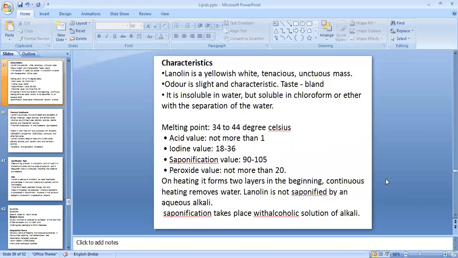The standards are a melting point of 34 to 44 degrees centigrade, with an acid value not more than 1, iodine value ranging from 18 to 36, saponification value 90 to 105, and peroxide value should not be more than 20. On heating, it forms two layers in the beginning. On continuous heating, the complete water is removed and it becomes a single fatty layer. And this lanolin is not saponified by aqueous alkali. Usually it is saponified with an alcoholic solution of alkalis.